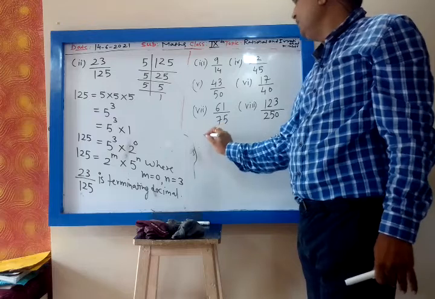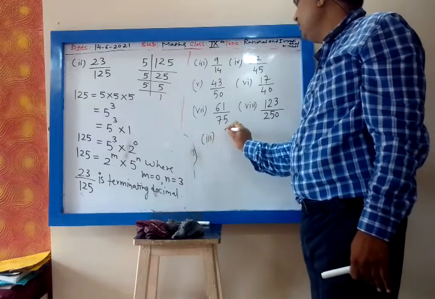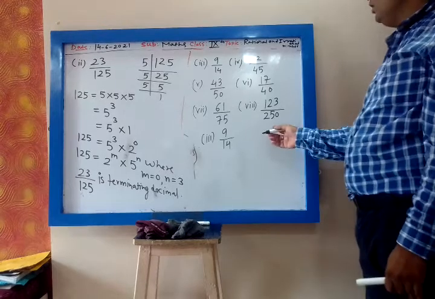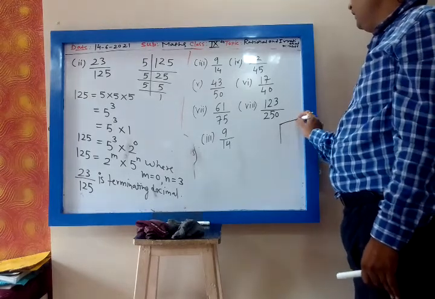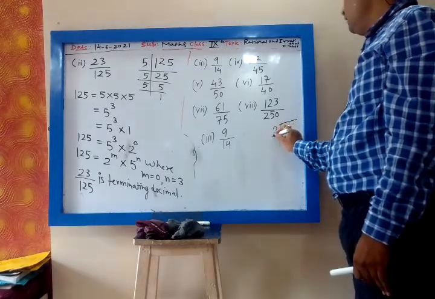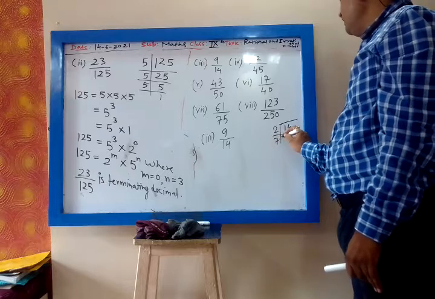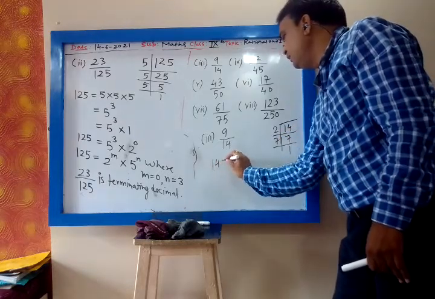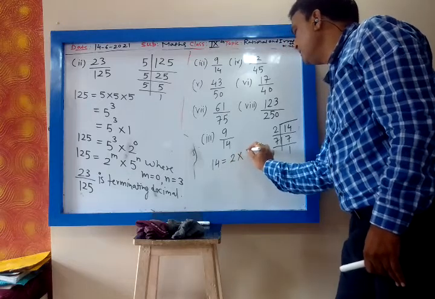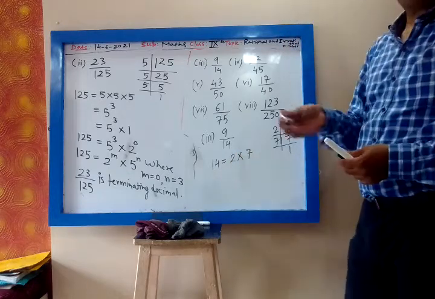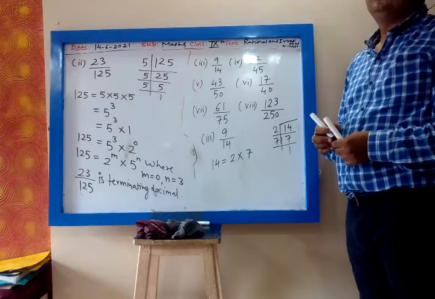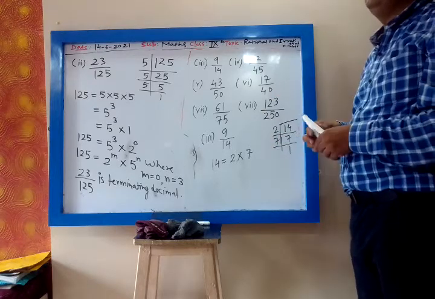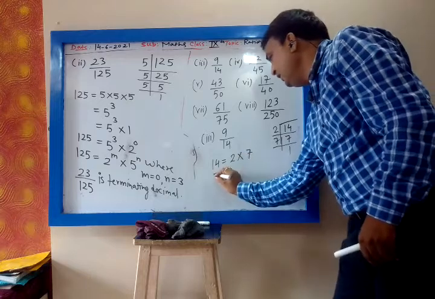So let me do the third one. 9 upon 14. Correct. So what is the denominator? 14. Find the factors. 2 sevens are 14, 7 ones are 7. So 14 I can write as 2 into 7. Whether 5 is a factor of this or not? No. So 5 is not a factor of this.